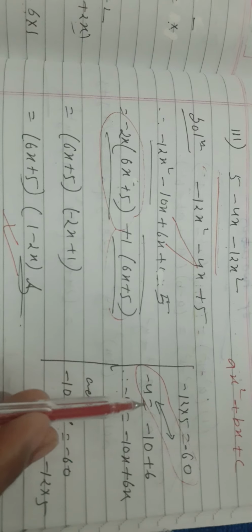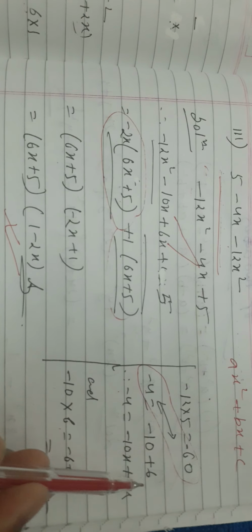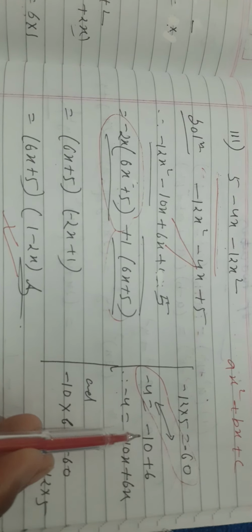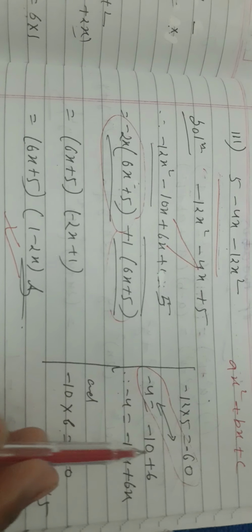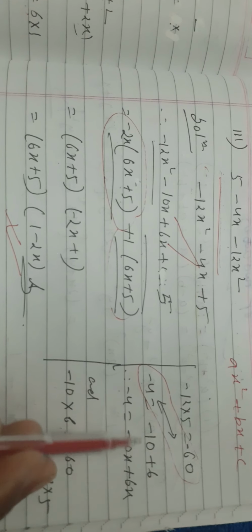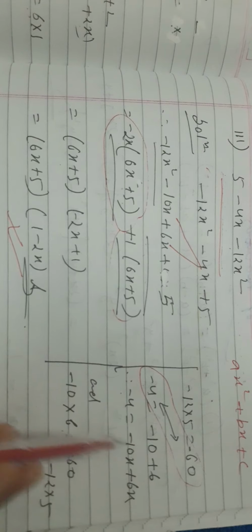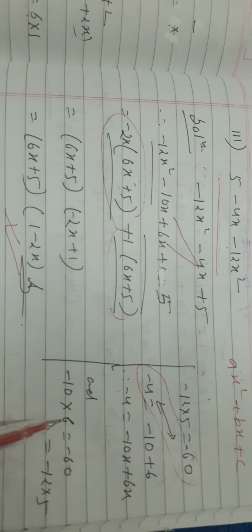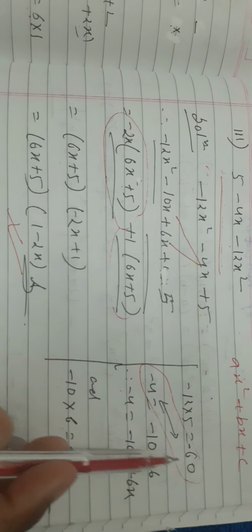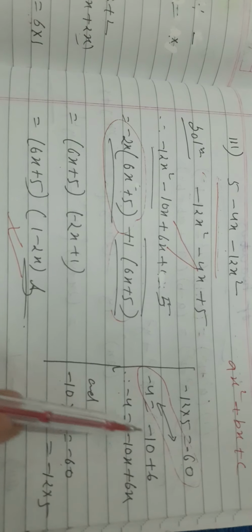So minus 4 we can write as minus 10 plus 6, because with plus and minus, the numbers will be separated and the sign will be of the bigger number. So naturally minus 10 plus 6 is equal to minus 4, and when we multiply minus 10 into 6, this will be equal to minus 60. That is also verified. So I have chosen these two numbers.